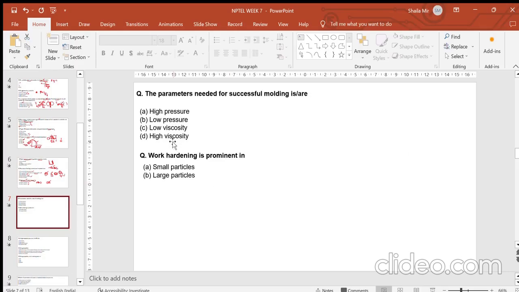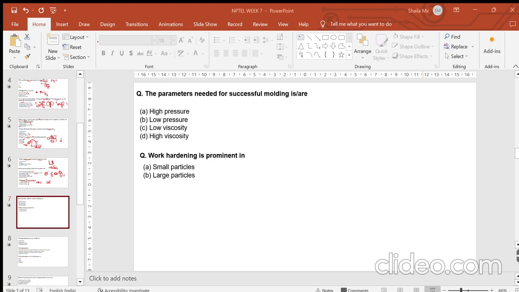For example, if you're trying to have a successful molding, it means that you're trying to compact the material. During compaction, what are the parameters that should be favorable for the mold? Is it high pressure, low viscosity, high viscosity? You can answer this. What do you think are the right parameters for good compaction? The parameter which is needed for successful molding.